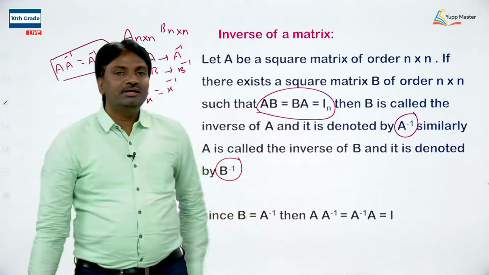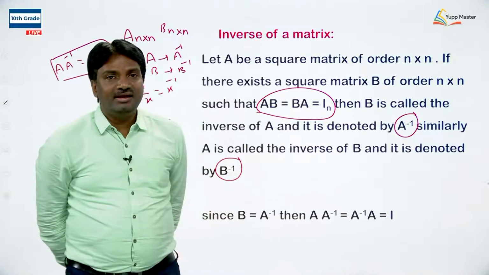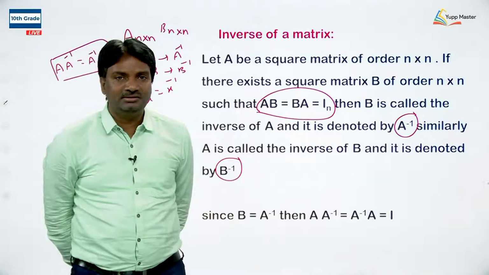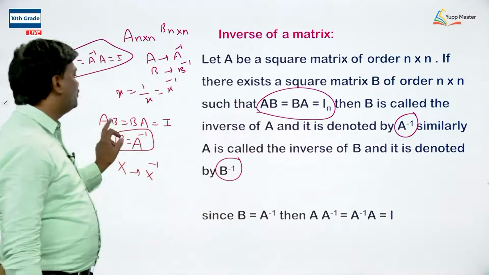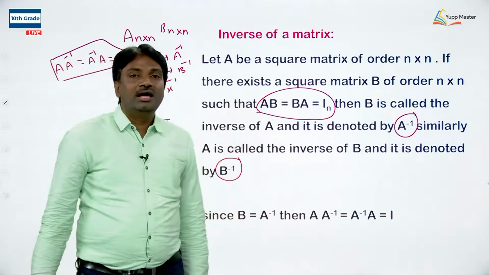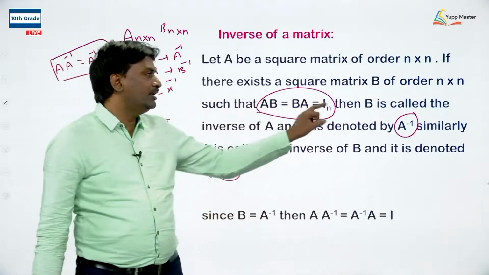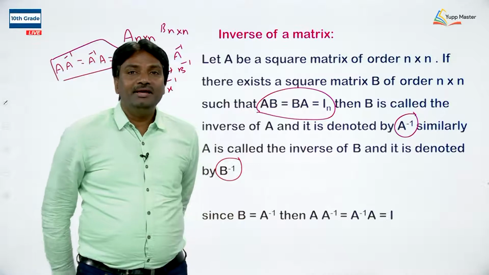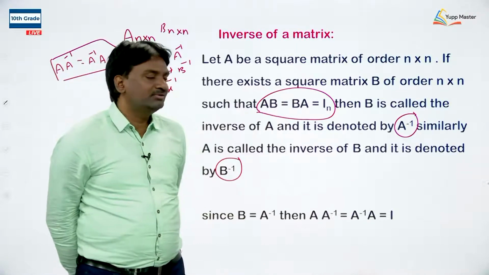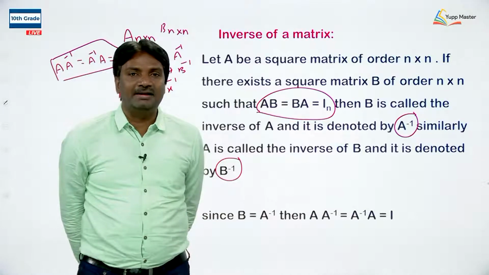So, let us suppose that A is a square matrix of order n by n. If there exists another square matrix B of order n by n such that A into B equals B into A equals In, where In means the identity matrix of order n by n, so AB equals BA equals In, then B is known as the inverse of the matrix A.